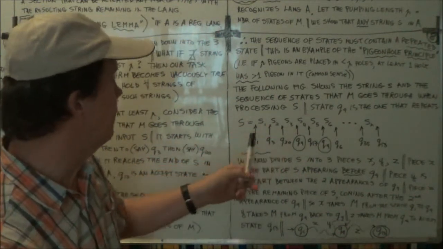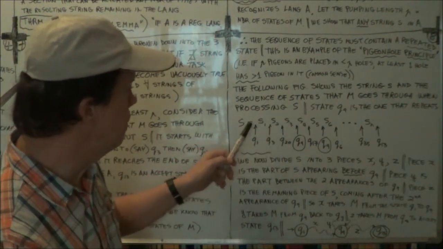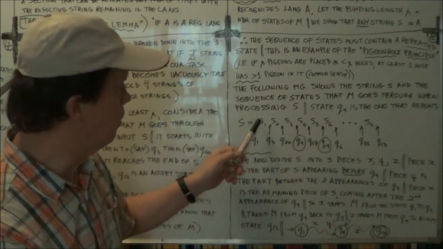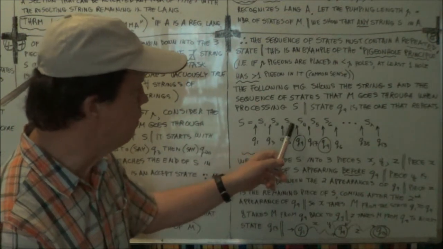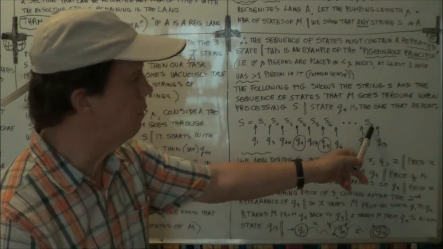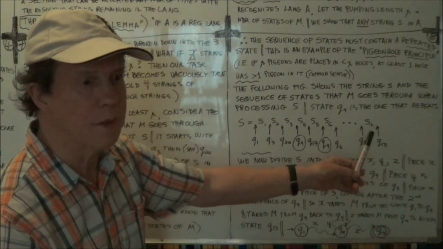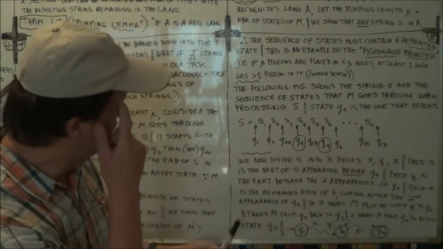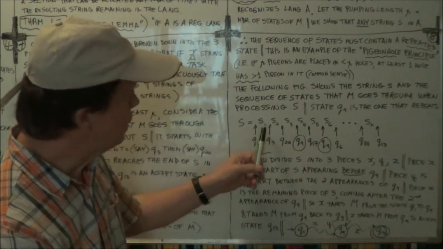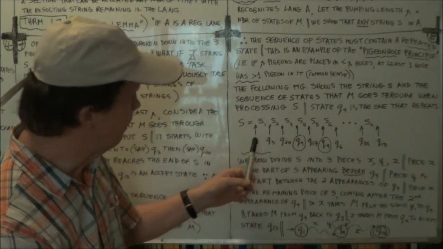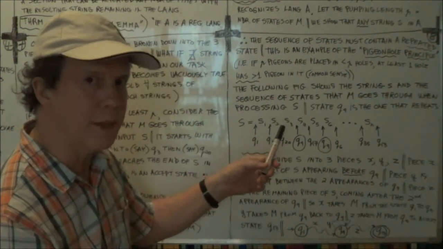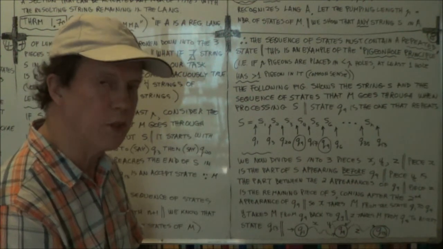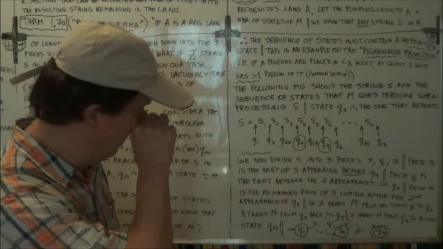Here's the string that we're talking about, S. There's the first symbol, the second symbol, up to Sn. We assume the length of this string is n, in other words, n symbols by definition. Now, as each symbol gets read, it's a DFA, let's say, and that means that the state will change as a result of reading the symbol.